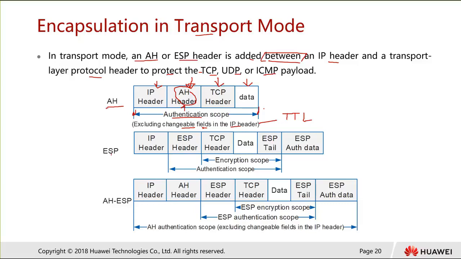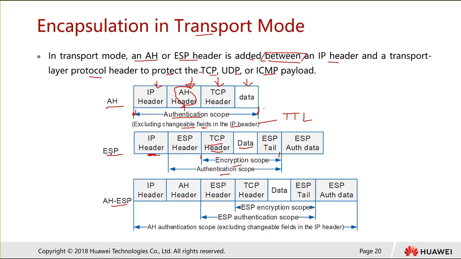Now we can also configure ESP for authentication and also for encryption, and this is the scope for the encryption. So they will encrypt the TCP and also the data. Which means when somebody sends this packet from A to B, the original IP header can still be seen, from which IP to which IP, but inside the data, which TCP port you connect to, nobody knows. You can only see the IP.